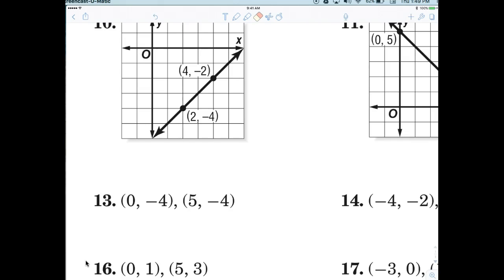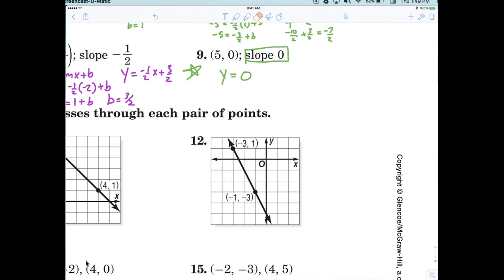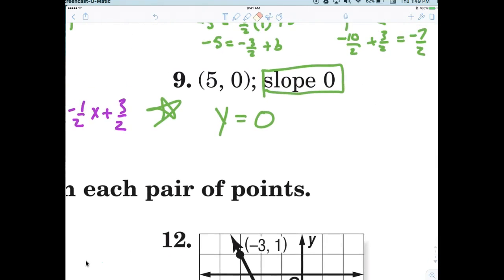I had a question on number 9. Why is that? See, what's the slope? 0. Last week I told you what happens when you have a slope of 0. Anybody else want to comment? The y-intercept has to be 0. It's a horizontal line. If you didn't know that, underline slope equals 0, right next to it, horizontal line.